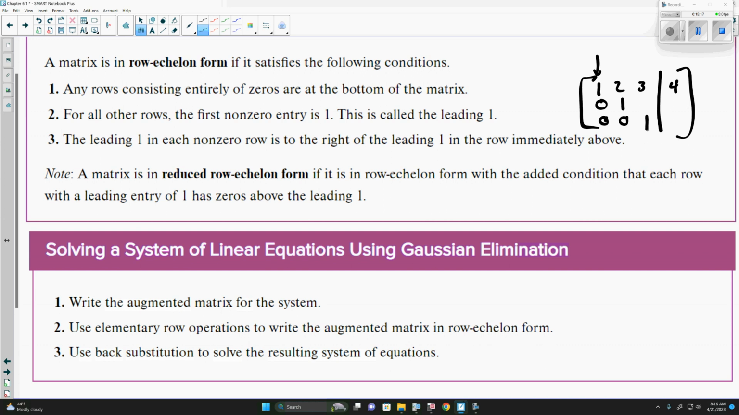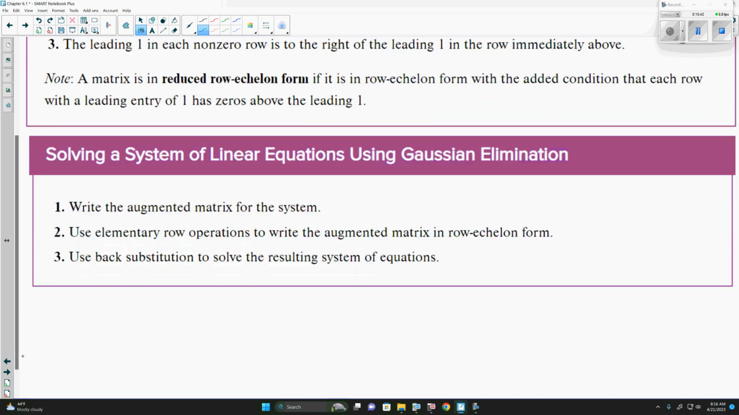Note, a matrix is in reduced row echelon form if it's in row echelon form with the added condition that each row with a leading 1 entry has zeros above the leading 1s before it. Essentially everything else, all these others are 0. We only have the leading 1s. We don't have anything else on that side of the bar.